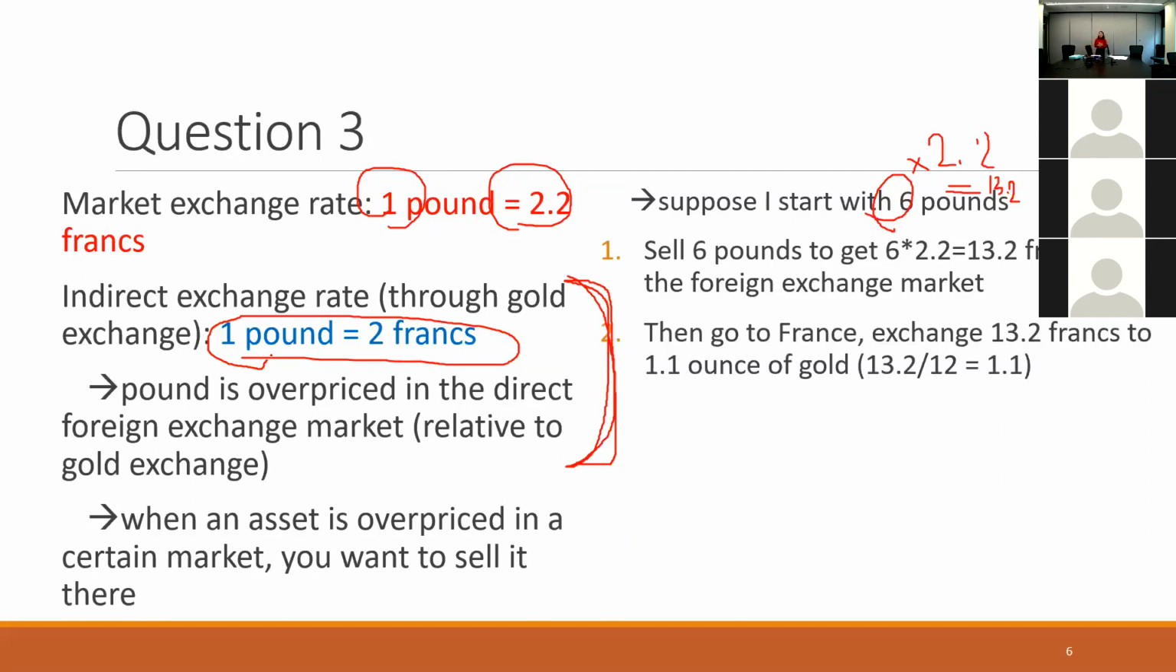So once I get the francs from the exchange rate market in step one, I will then go to France. I will exchange the 13.2 francs that I got from step one into gold. If we recall from the question, in France, every ounce of gold is equivalent to 12 francs, right? So we can exchange 12 francs for 1 ounce of gold. If we have 13.2 francs, how much gold can we get?